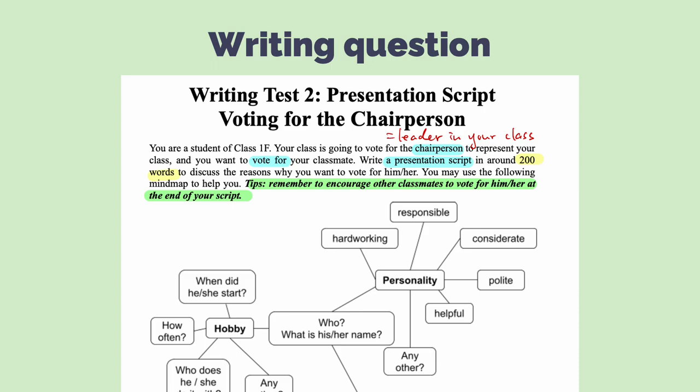After recapping the sentence patterns, now let's move on to take a look at our previous writing question and see how we can apply the sentence patterns in the writing question. In this writing question, you are asked to vote for the chairperson to represent your class. And also, you have to give the reason why you want to vote for him or her. In other words, we have to describe our classmate in terms of personality and appearance in this writing question. Also, we have to explain why the classmate is suitable for being the chairperson. Now, it's time for you to take out a piece of paper and a pen and get ready for the task.